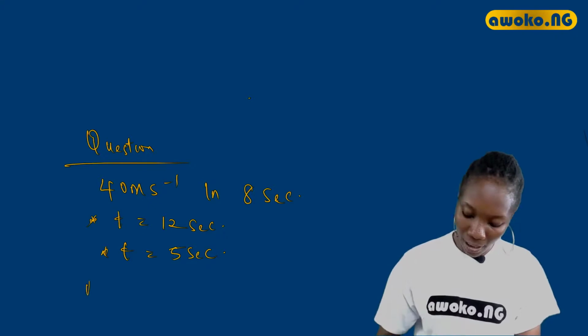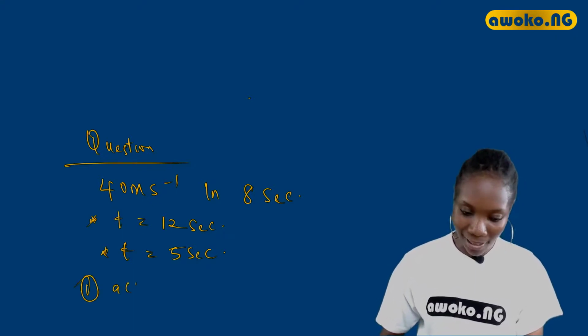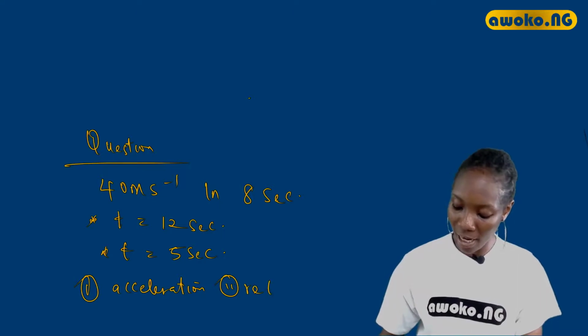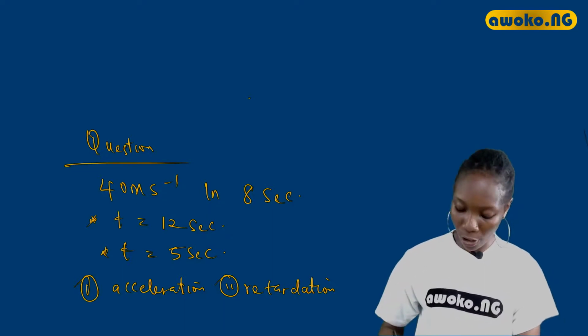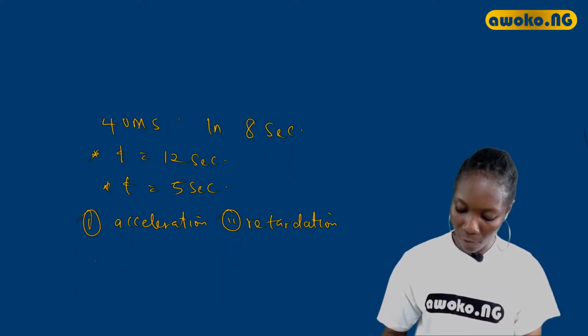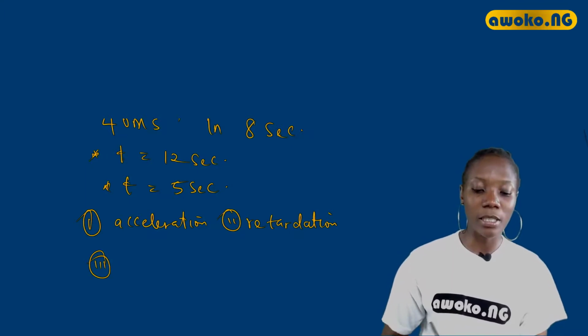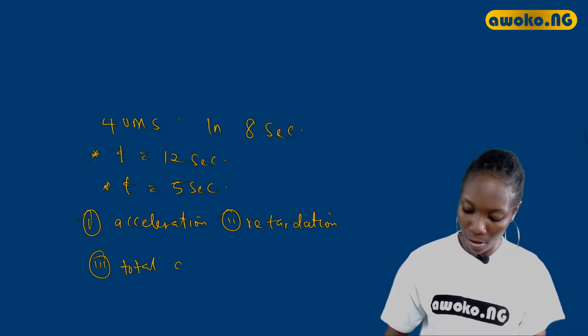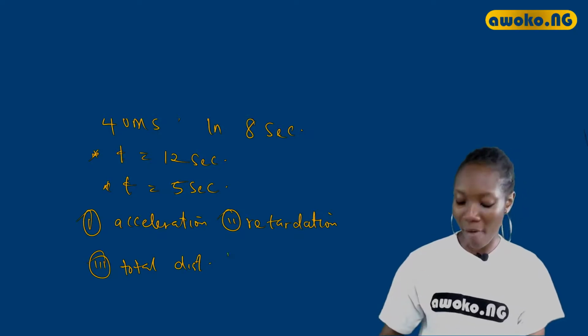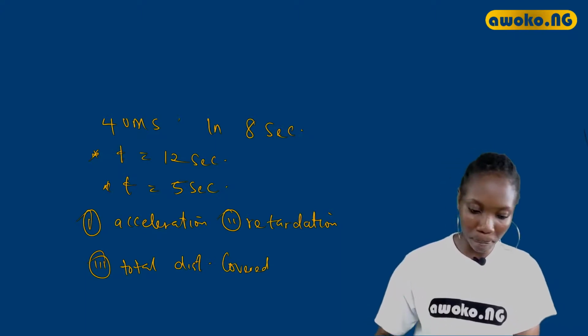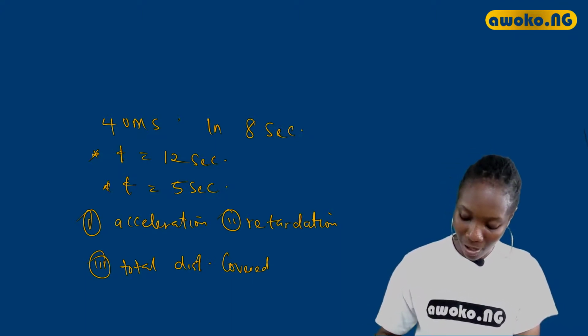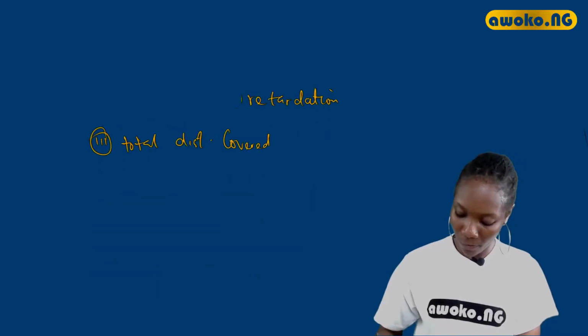Now, calculate, number 1, the acceleration. Then the second is for us to calculate the retardation. Now, the last question here is for us to calculate the total distance covered in the entire motion. Okay? So, I trust we can do this. Let's go. Alright. So, solution.